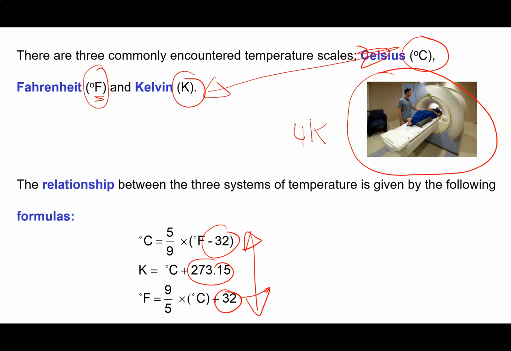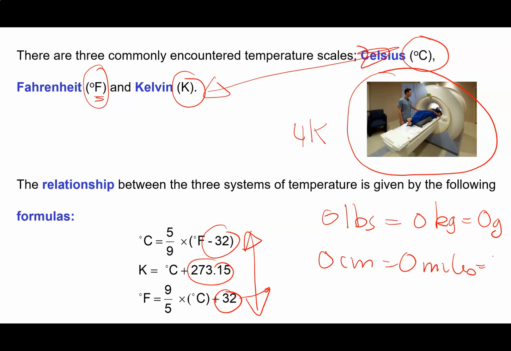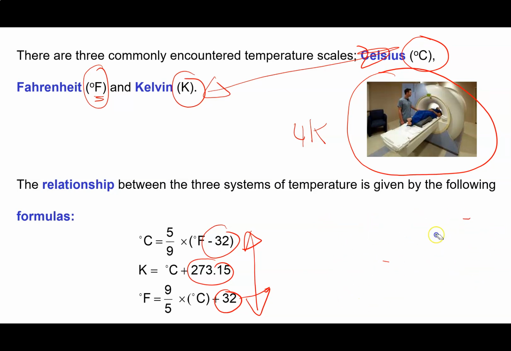That's a little different because we know, if we're looking at mass, 0 pounds is the same as 0 kilograms, is the same as 0 grams. If we look at length, 0 centimeters is the same as 0 miles, is the same as whatever length you want to think of, that's the same as 0 meters. But for temperature, the zeros are offset. So we have to account for that by adding or subtracting numbers to take that into account. So 0 degrees Celsius, as you probably know, is 32 degrees Fahrenheit, is 273.15 Kelvin. So they don't have the same 0 point, and we have to account for it.